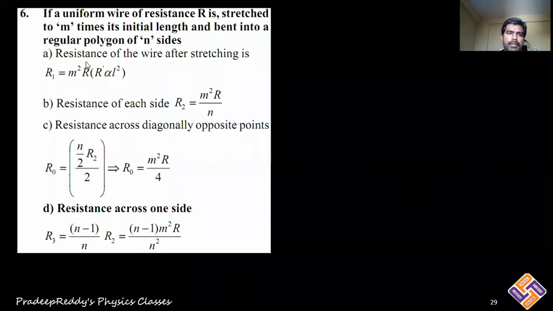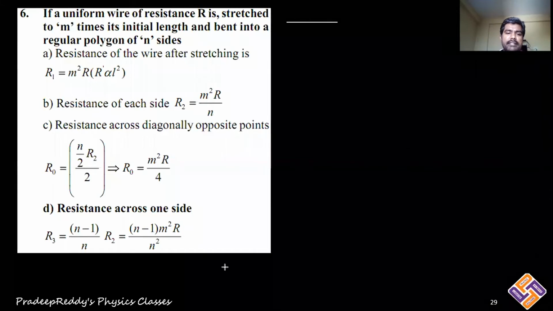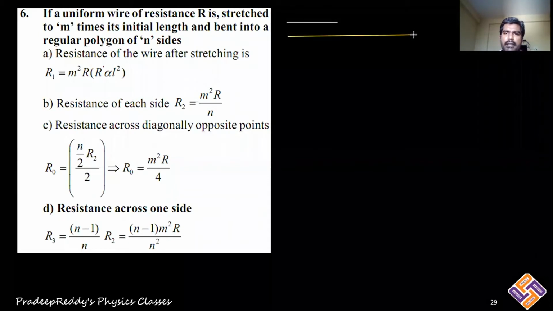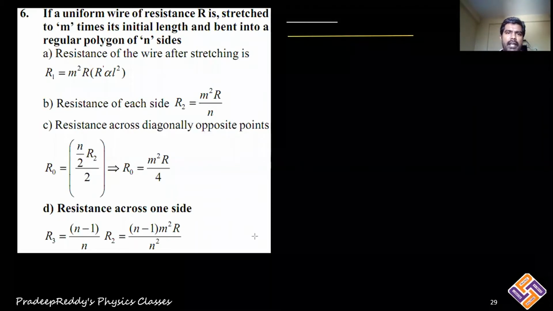Yeah, students, let me explain a few concepts regarding resistors. In this concept, what is being given is a uniform wire of resistance R. Say you are taking a wire of resistance R. This is stretched to m times its initial length, and this is bent into a regular polygon of n sides.